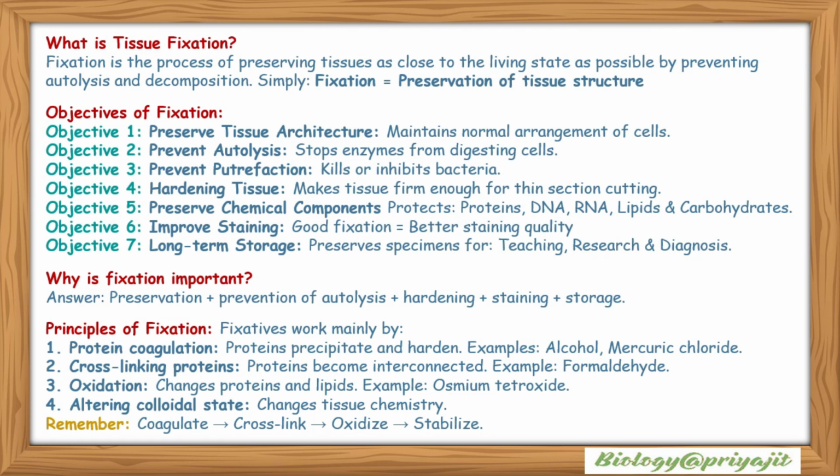Why is fixation important? Preservation plus prevention of autolysis plus hardening plus staining plus storage. This is the importance of fixation. Principles of fixation: fixatives work mainly by protein coagulation. Proteins precipitate and harden. Examples: alcohol or mercuric chloride. Cross-linking: proteins become interconnected. Example: formaldehyde. Oxidation changes proteins and lipids. Example: osmium tetroxide. Altering colloidal state changes tissue chemistry. Remember: coagulate, crosslink, oxidize and stabilize.